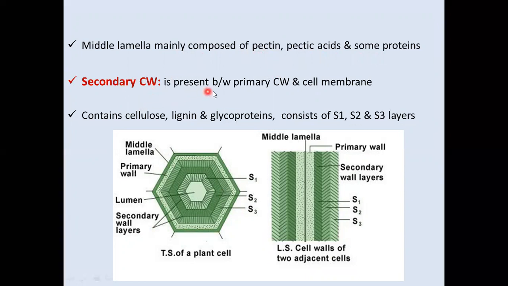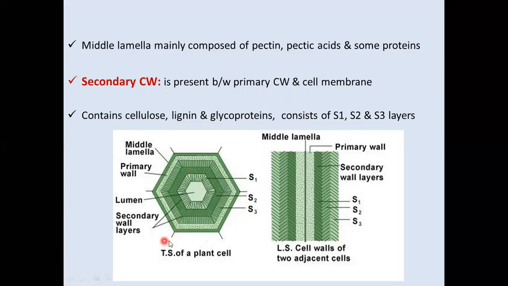Secondary cell wall: it is present between the primary cell wall and the cell membrane. This is the secondary layer, the second layer. It contains cellulose, lignin, and glycoproteins, and the secondary cell wall consists of three layers known as S1, S2, and S3.